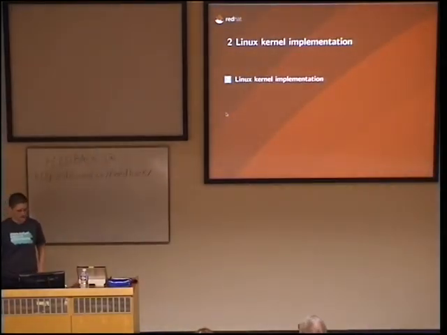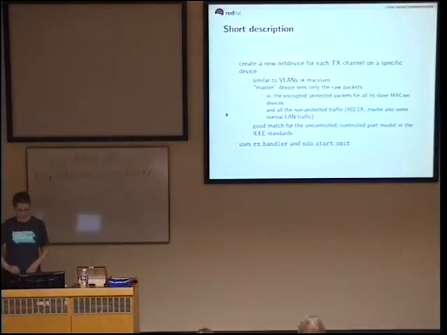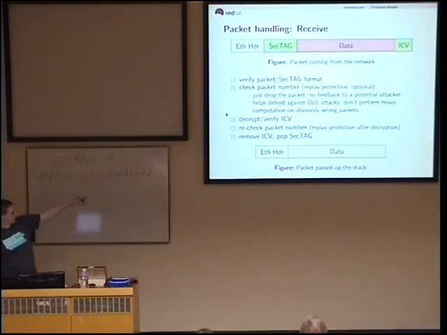Now, I'm going to give you a few details of the Linux kernel implementation. The way a MACsec device would look like once you configure it on your machine is that it creates a new network device, like your network card, or like you would have if you set up a VLAN on your machine. And the master device, which is the device that has access to the real LAN that you have, will see only the raw packets, which is all your protected traffic. And the MACsec slave device will see only the normal frames.